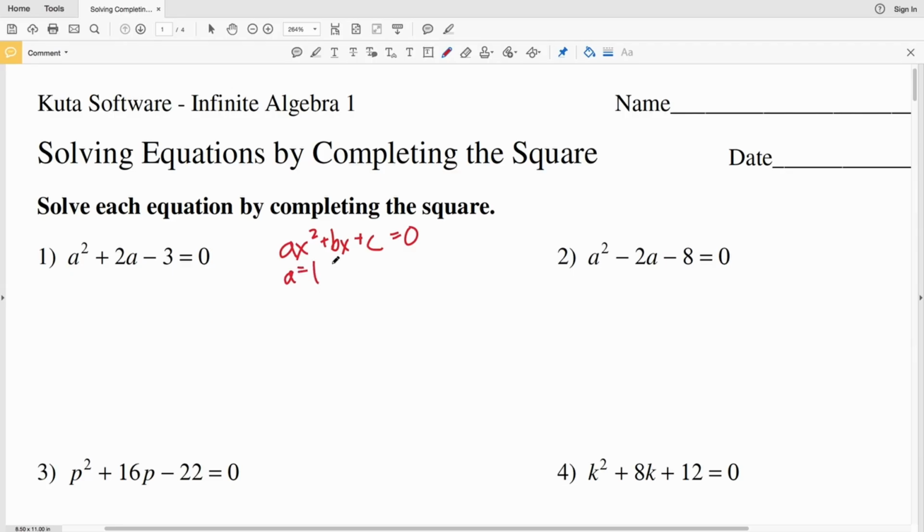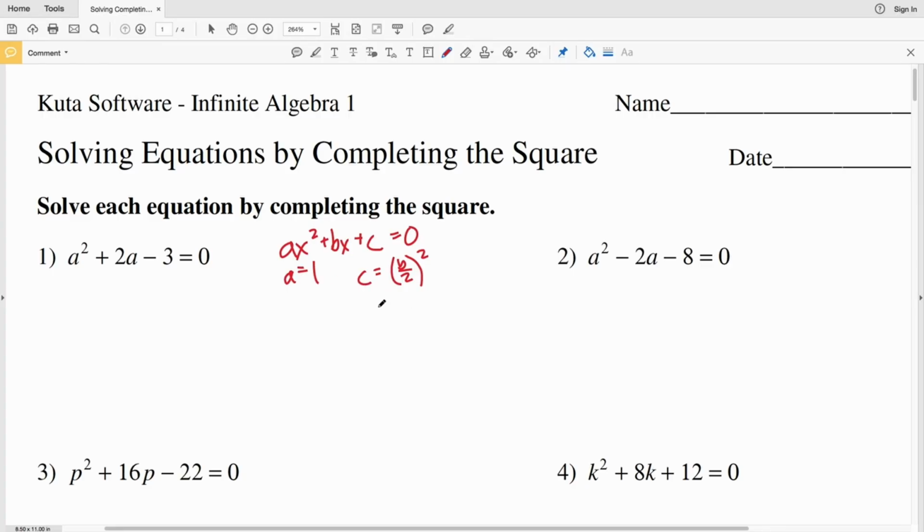So because a equals 1, in order to complete the square, that means that we need a c value equal to b over 2 squared. And if you remember a few worksheets ago, we did a video just on completing the square. So if you're confused on this formula, refer back to that worksheet. I'll leave a link in the description below so you know how to access that.